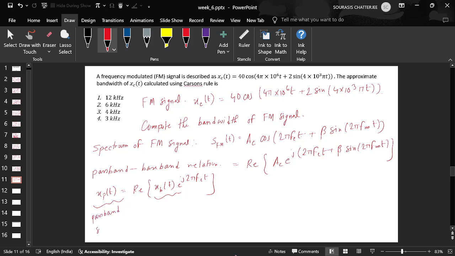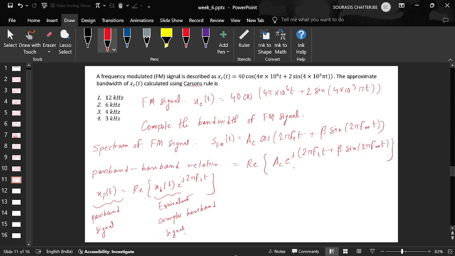And this one here is the equivalent complex baseband signal.